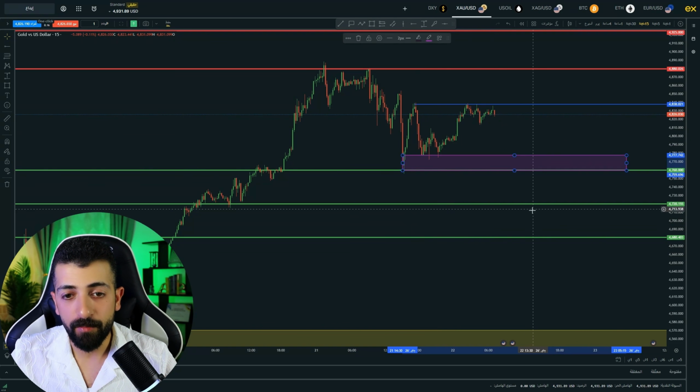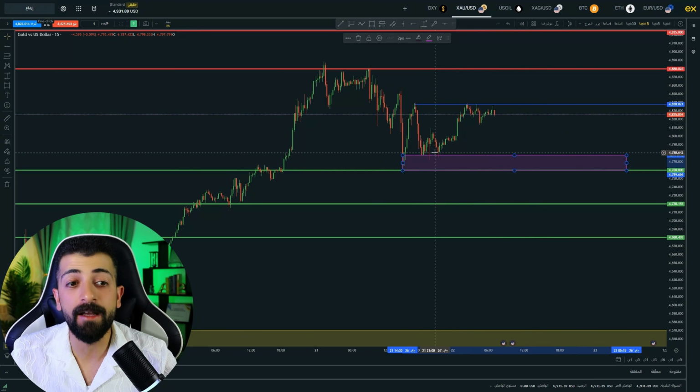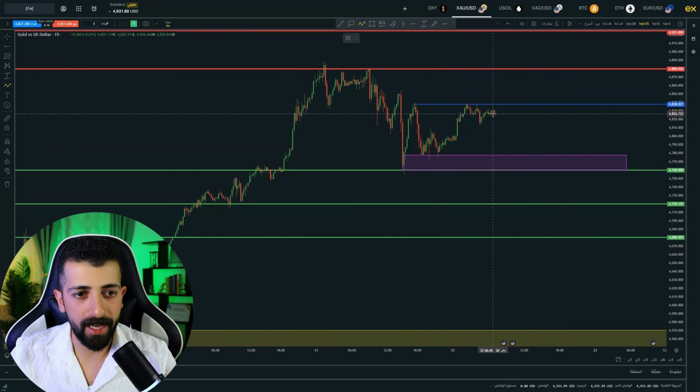The second support, which has also become strong and, after being touched, the price rose significantly from it, is at the 4,777 area. As you can see, how many times has it been touched and it didn't dare to break through it, meaning if it goes down, we can take a buy trade from here.